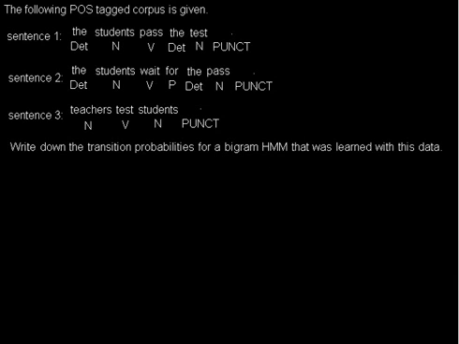I'd like to show you how to calculate the transition probabilities for a Bigram hidden Markov model. I will denote them like this. This will be the probability that we encounter a determiner given that we have the beginning of the sentence before.